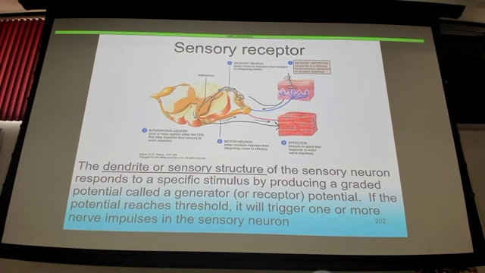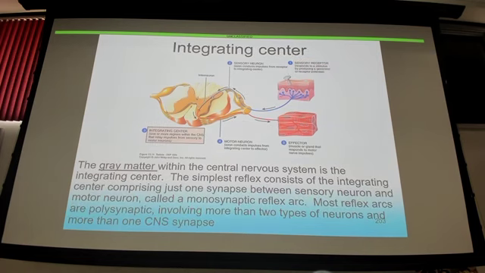That's a reflex arc. When you look at the gray matter in the central nervous system, because it's all the neurons, they call that the integrating centers. So the simplest reflex would be what's called a monosynaptic reflex. In a monosynaptic reflex, we would have one sensory neuron talking directly to one motor neuron. And that's not really depicted here because we don't normally see that. Most are polysynaptic.